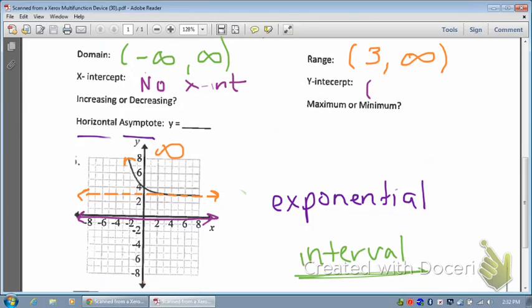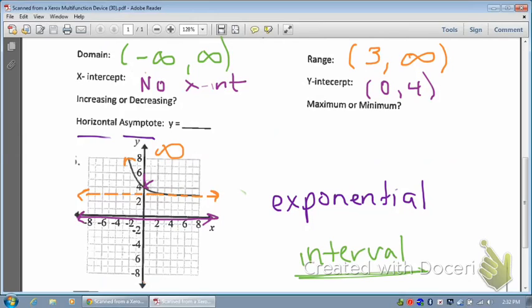Y-intercept. Is my line crossing the y-axis? Yes, it is. And it's crossing at what point? I just put an arrow to it. 4. So how do we write the y-intercept? Remember, the y-intercept is always (0, y). So it should be 0, what's my y-coordinate? 4. Easy. There we go. See? Just that easy, guys. Let's move to the next one. Let's finish this thing.